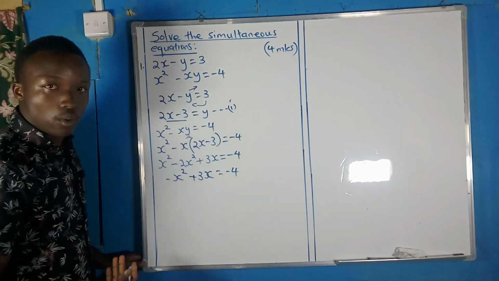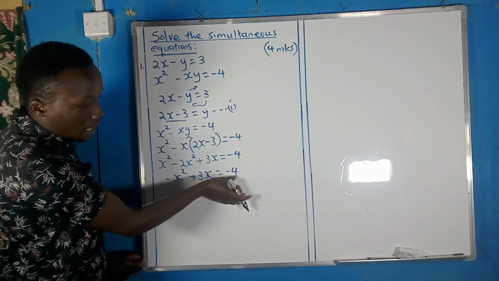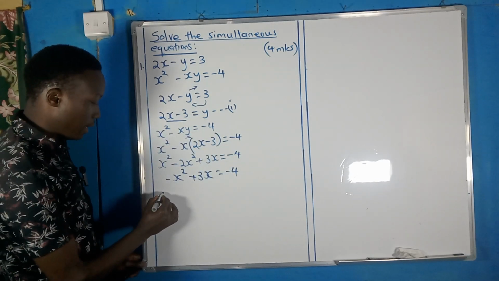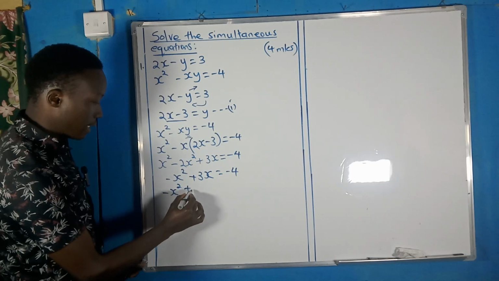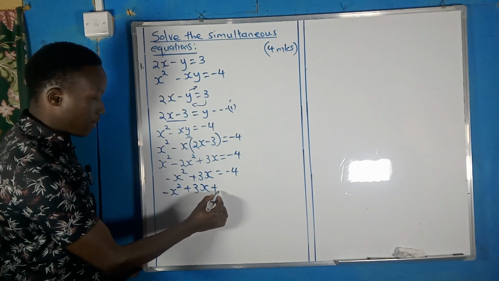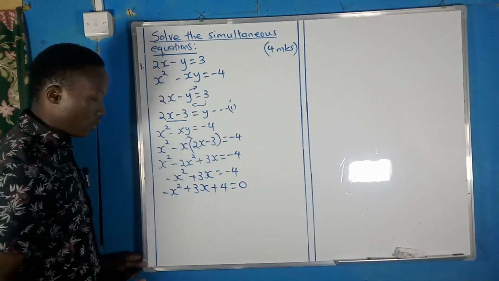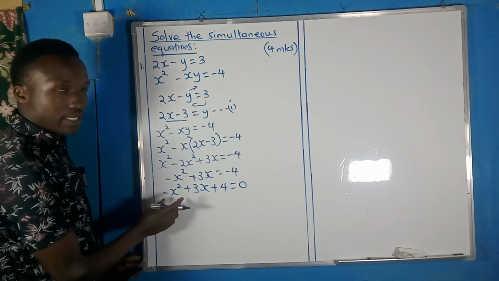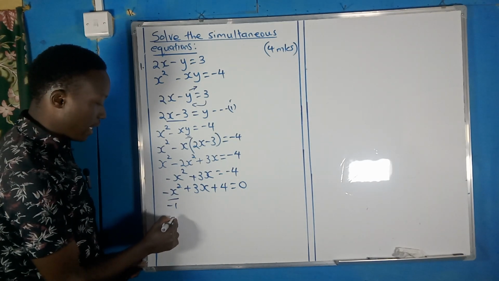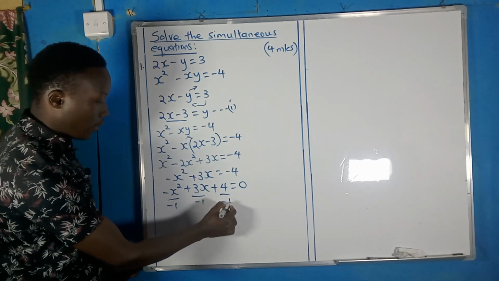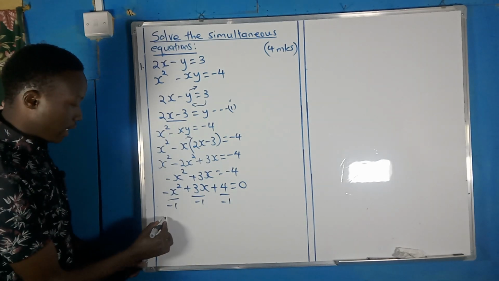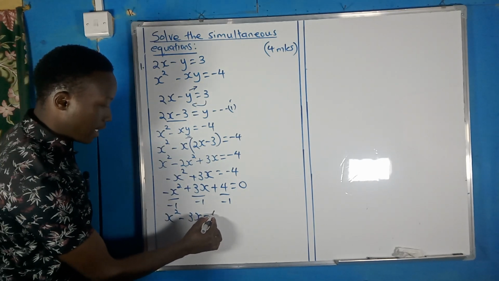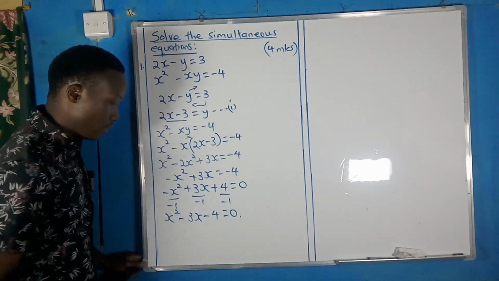So this has now formed a quadratic equation. We can bring our negative 4 on this side so that we are left with 0 on the other side of the equal sign, and we will have minus x squared plus 3x plus 4 is equal to 0. Having the coefficient of x squared as a negative, we can decide to make it positive by dividing everything with negative 1. And once we divide by negative 1, we are going to get x squared minus 3x minus 4 is equal to 0.